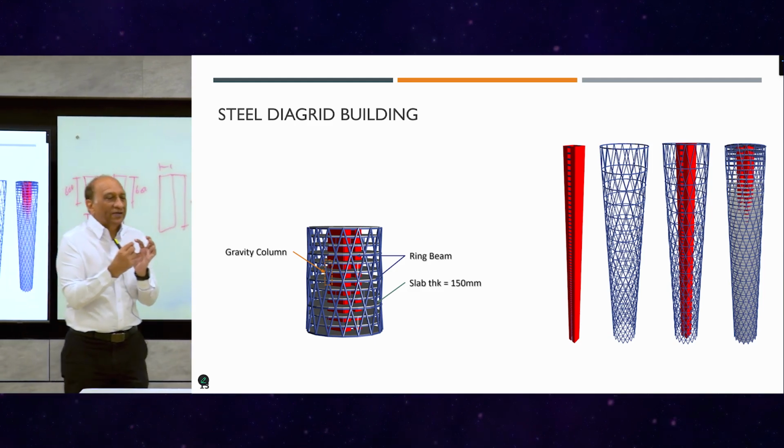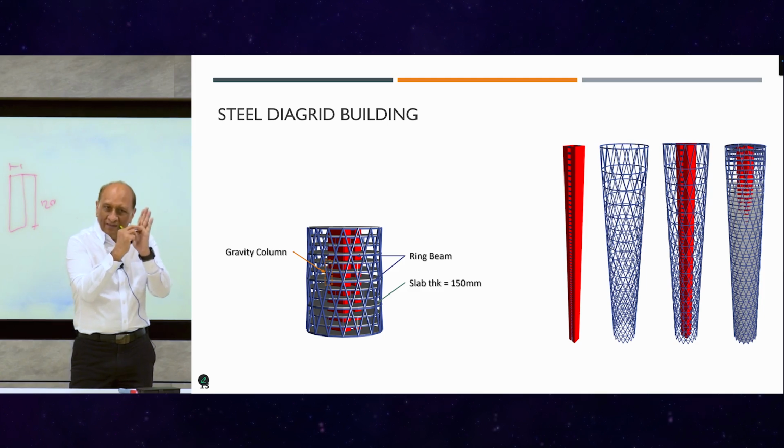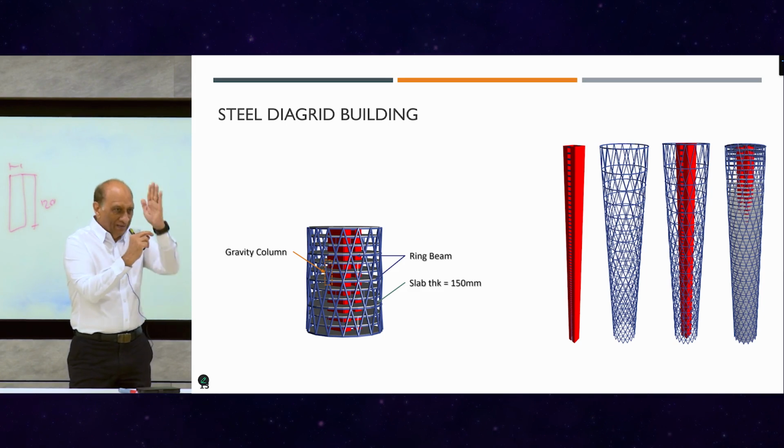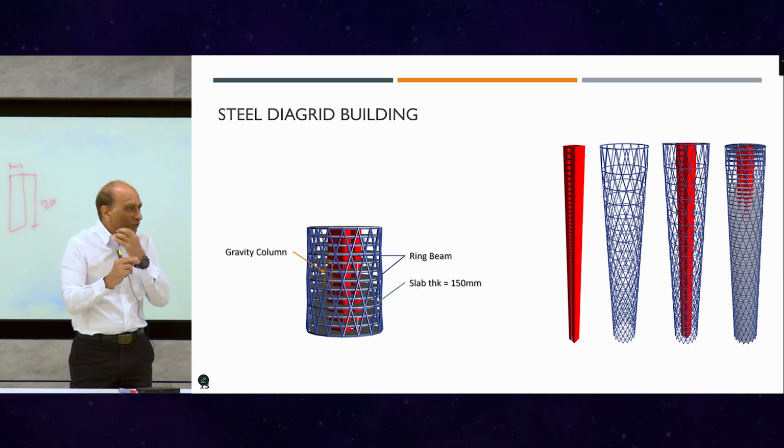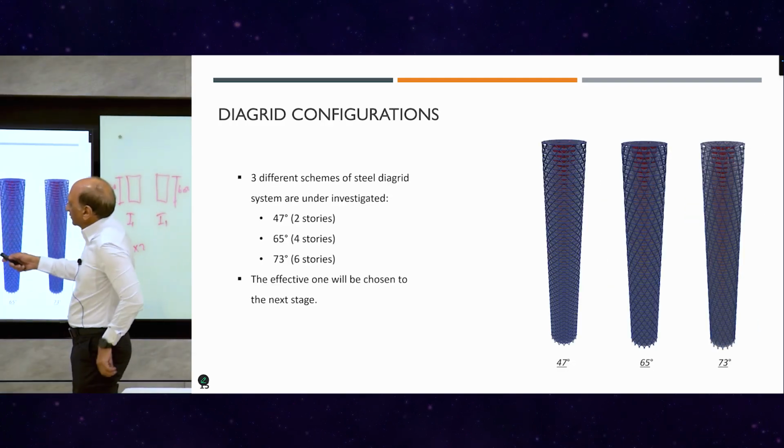So the construction is very, very complicated, because when you bring the floor in, you have to put a kind of a hinge, a floating connection there between the floor and the diagonal. So the diagonal is free to move while supporting the floor also. Sometimes they put internal hangers to support the floor. So this is the Diagrid configuration.